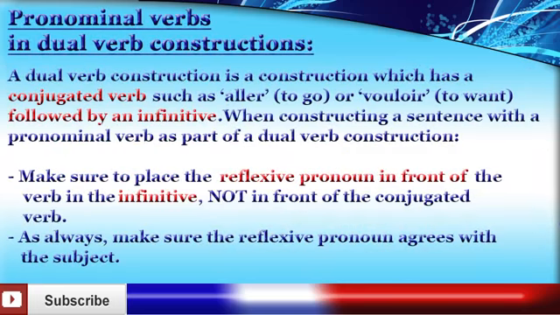Pronominal verbs in dual verb constructions. A dual verb construction is a construction which has a conjugated verb such as aller, to go, or vouloir, to want, followed by an infinitive. When constructing a sentence with a pronominal verb as part of a dual verb construction, make sure to place the reflexive pronoun in front of the verb in the infinitive, not in front of the conjugated verb. And, as always, make sure the reflexive pronoun agrees with the subject.